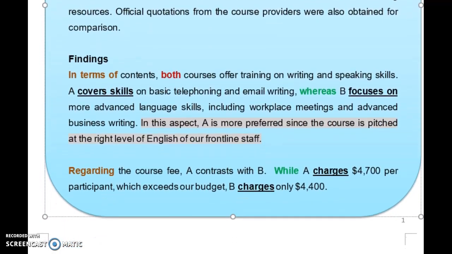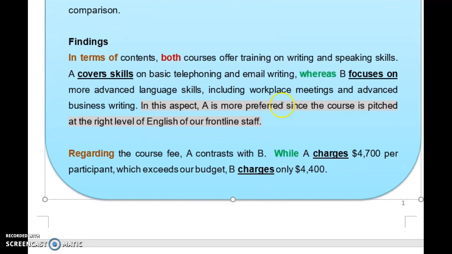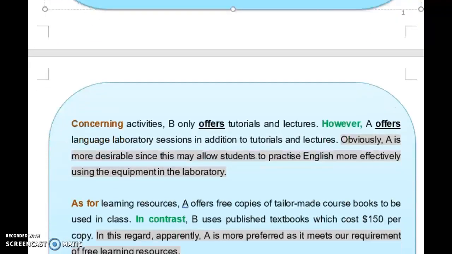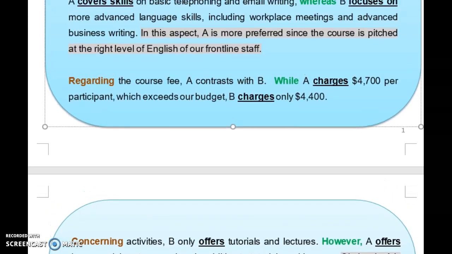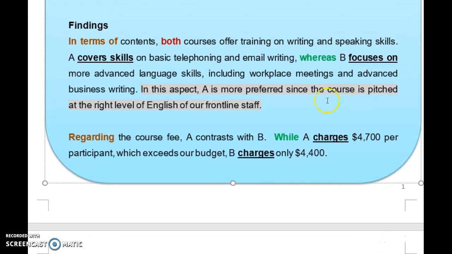A very important paragraph called findings. I highlight these: in terms of, regarding, concerning, as for. This is a topic sentence telling the reader what aspect you are discussing. So you are now talking about contents, so you use in terms of.